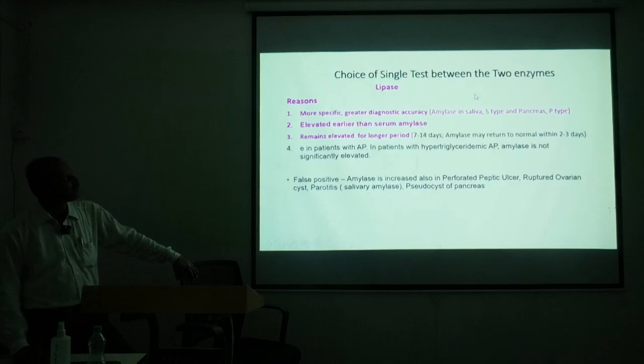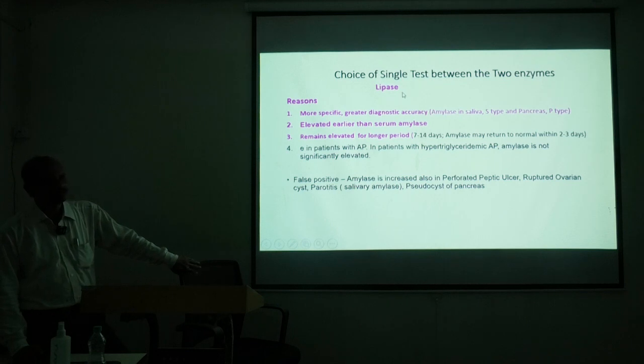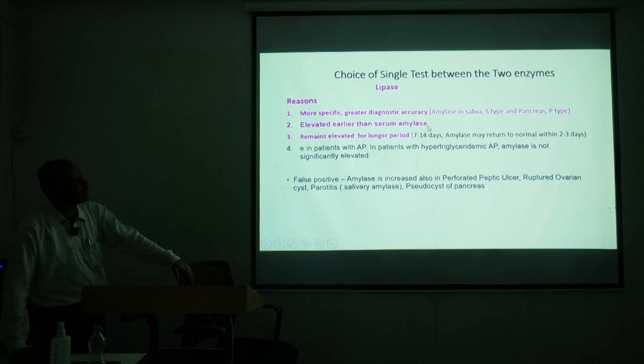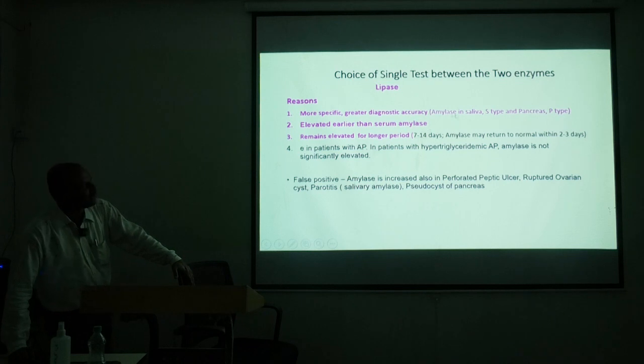Now, choice of single test between the two enzymes. This you must remember: when we are given a resource constraint situation, you choose lipase. Amylase is present in the salivary gland; lipase is present in the pancreatic juice. Amylase in saliva is S type and in pancreas is P type. There are two isozymes. Lipase doesn't have isozymes, and it is elevated earlier than serum amylase. Therefore, this will be a better indicator.